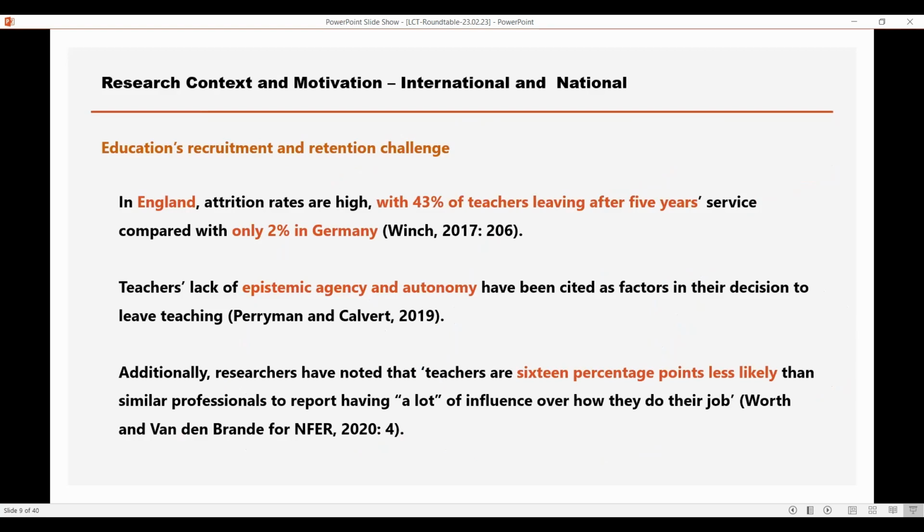So my own context, we're a SCIT, a school-centred teacher training provision of between 70 and 100 students. A big issue for us, as it is across the globe, but there are differences in the way that this is an issue across the globe, is about recruitment and retention in terms of the teacher workforce. And Chris Winch's work there highlights that in England, attrition rates are particularly high. Figures of 43% of our teachers leaving after 5 years. And that's a challenge for us.